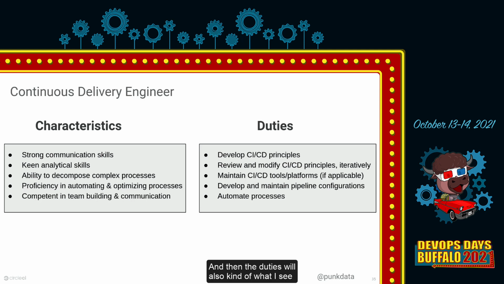And then the duties will also include maintaining the CI/CD tools and platforms, if applicable. And then developing and maintaining pipeline configurations, which is essentially the directives and the way you define and execute your CI/CD pipelines. So again, you're automating processes, and it does need someone's attention or a team's attention to help your developer teams just worry about the code and also engage in that whole continuous delivery process.